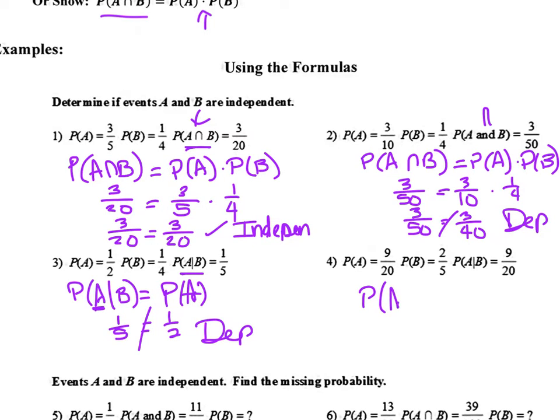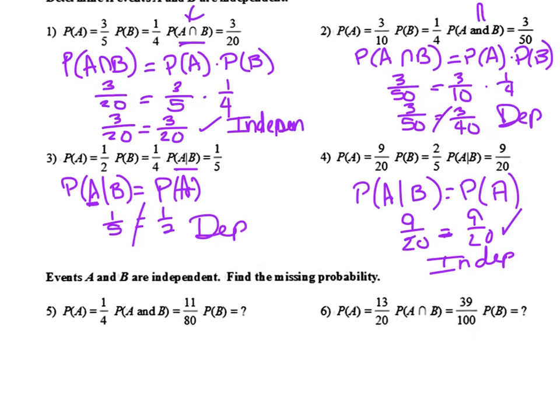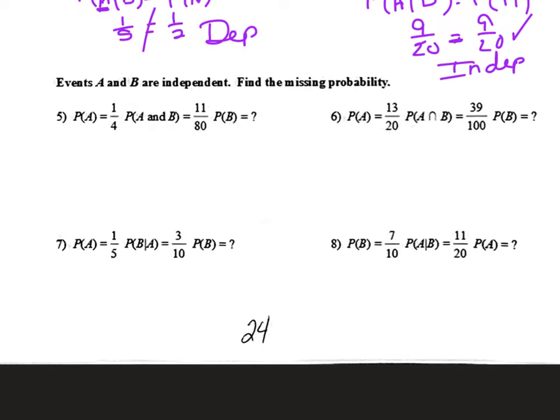So just have to write the rule. Probability of A given B needs to be equal to the probability of A. So A given B is 9 out of 20. A is 9 out of 20. This is correct, so they are independent. That's it. Okay, so another possibility is if I tell you they are independent.